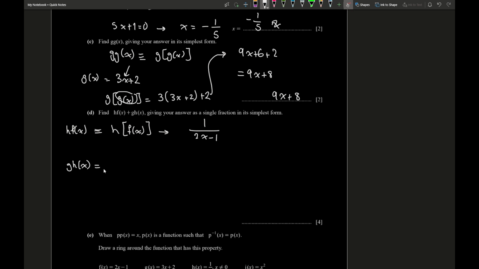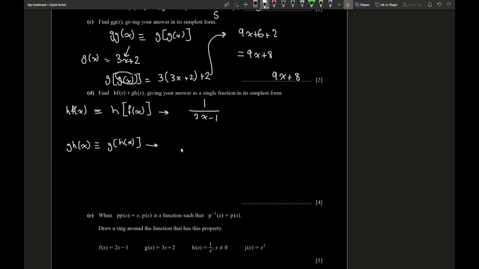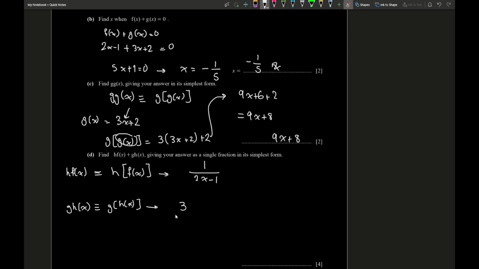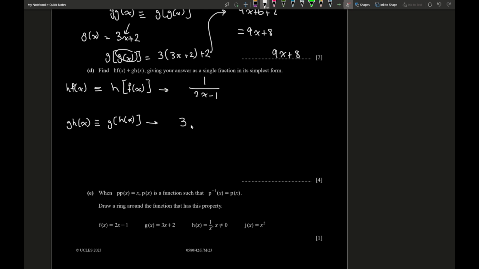This is also the same thing as g of h of x. We can write this as g, where g is 3x plus 2, but in place of x we put h of x. h of x is 1 over x, so 3 times 1 over x plus 2, which is 3 over x plus 2, which is 3 plus 2x divided by x.